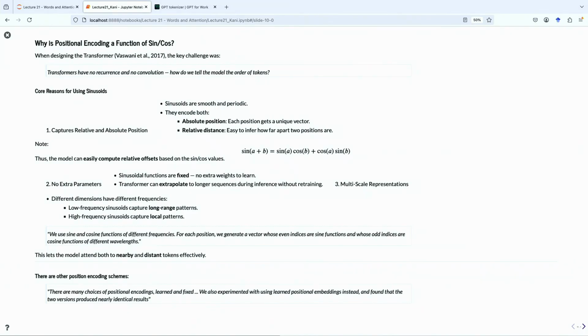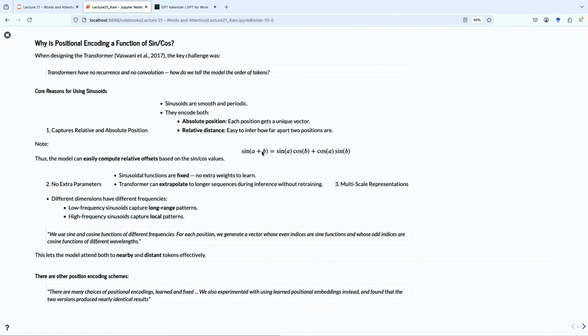So we can't just do a one-hot encoding, which would be really nice. That would be my initial thought. So we need some function. We need some smooth function. So sinusoids are generally good in that respect. They're smooth and periodic. And then they encode both the absolute position and relative distance to each other, because you could easily compute the relative offsets of the sinusoids using this identity.